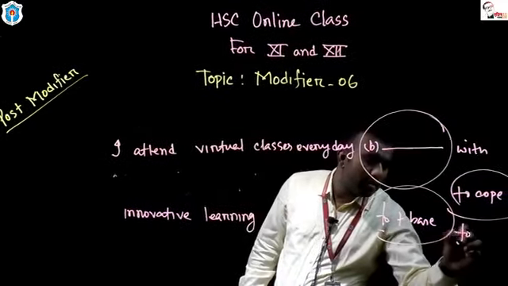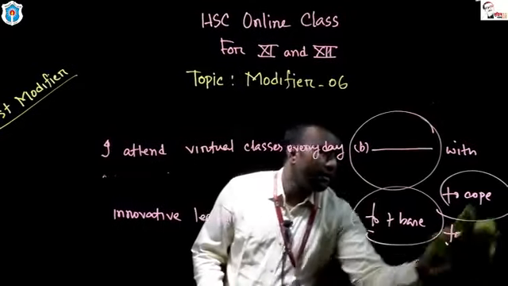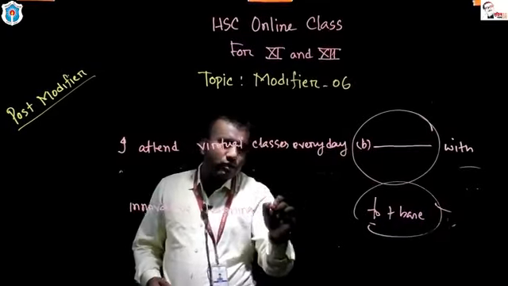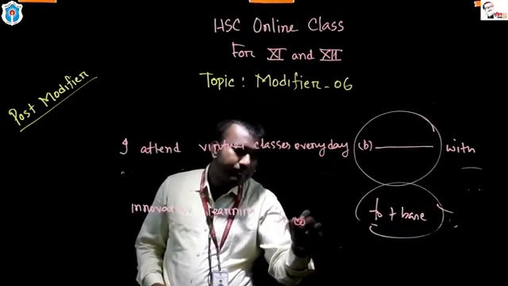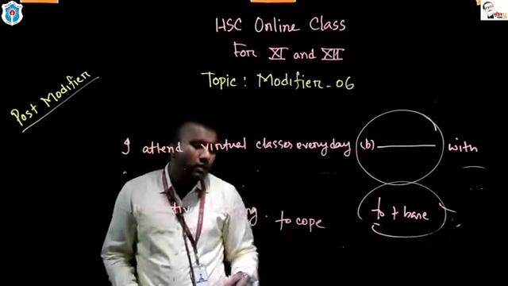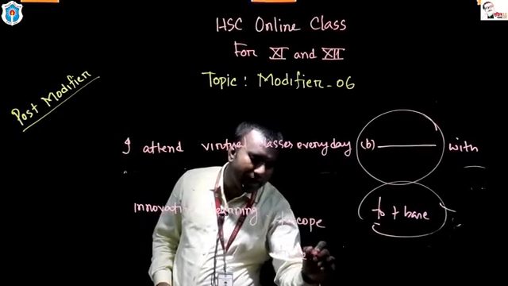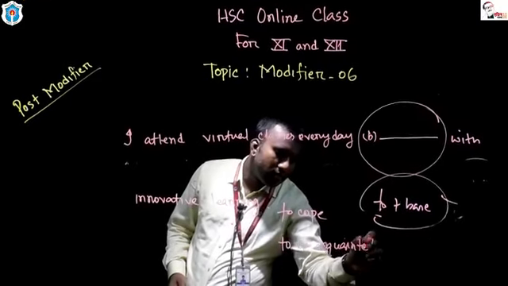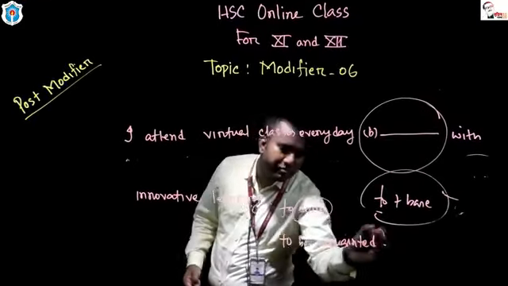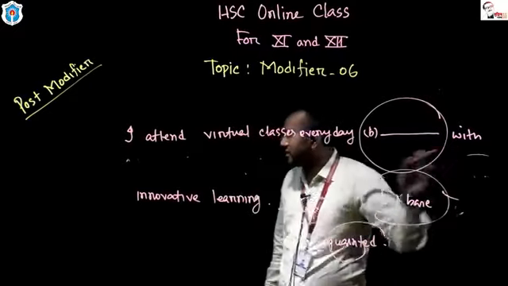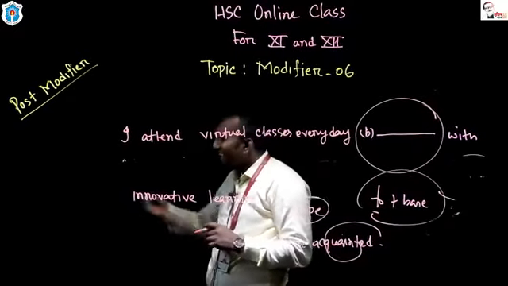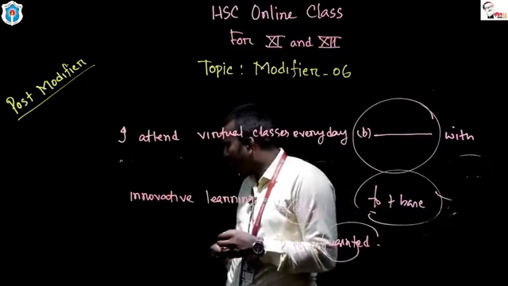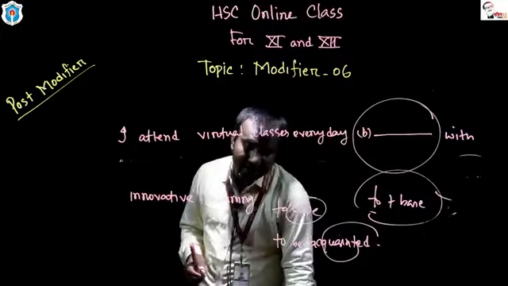You can write to cope. You can write to be acquainted. After cope, after acquainted, you have to put with. Is it clear to you? Here, 95% students have made mistakes.